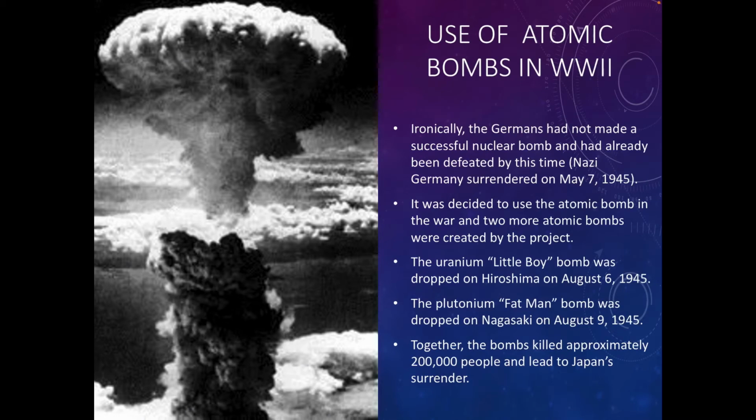So the United States decided to use atomic bombs in the war, and they created two more from this Manhattan Project, and they named them Little Boy and Fat Man. They dropped Little Boy on Hiroshima on August 6th, and then Fat Man on August 9th, and those effectively ended the war, right? Japan surrendered shortly thereafter. Together, these two bombs killed approximately 200,000 people.